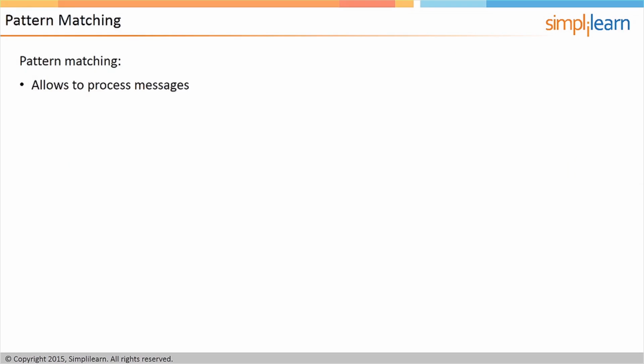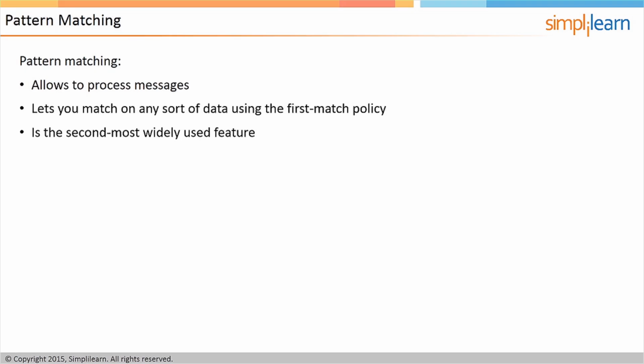Pattern matching is supported by Scala for processing messages. This feature allows you to match on any sort of data using a first match policy. This built-in mechanism is the second most widely used feature in Scala, after closures and function values.